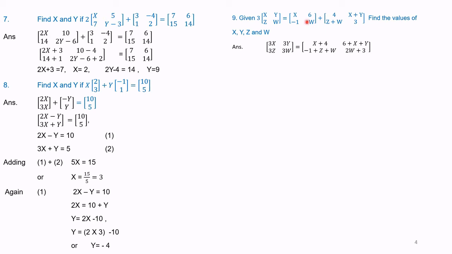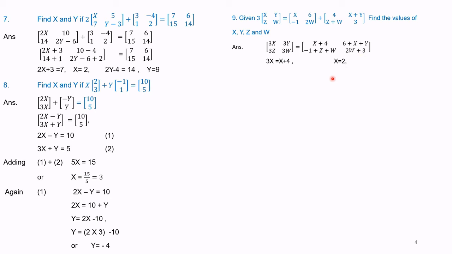Therefore, x plus 4 is the first element. 6 plus x plus y is the next element. And in the second row, we get minus 1 plus z plus w. The next element is 2w plus 3. 2w plus 3 is written here.